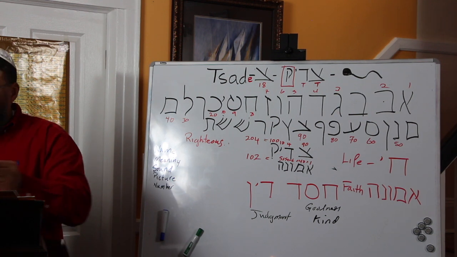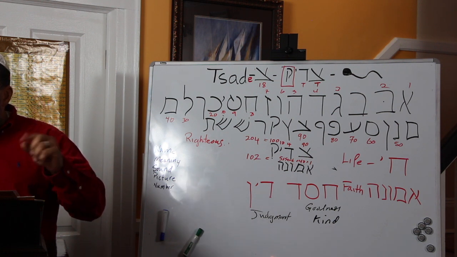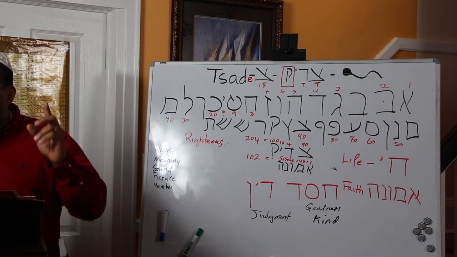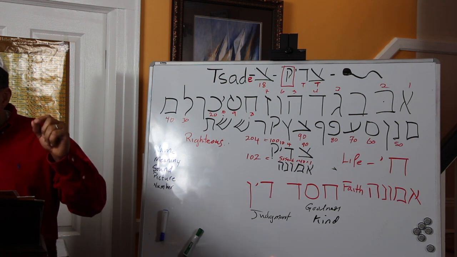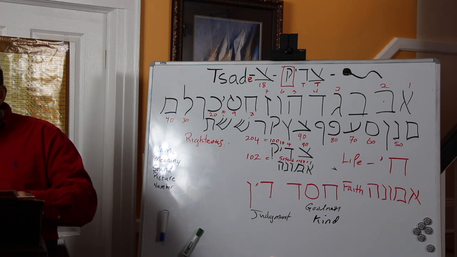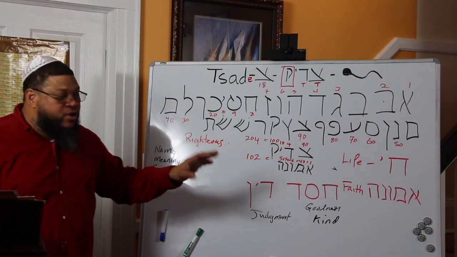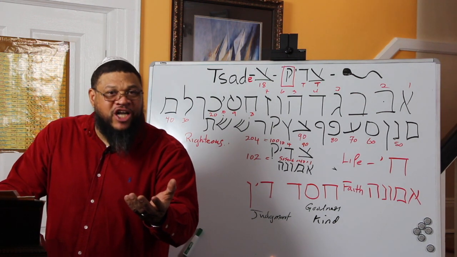So now I hear what the Most Holy King James says. 64:6. Hear what it says. But we are all as an unclean thing. Well, thing is added. And all our righteousnesses are as filthy rags. And we all do fade as a leaf. And our iniquities, like the wind, have taken us away. Right, so you see what Hashem is saying. So now we have righteousness, and our righteousness is going to be what? It's going to be judged.